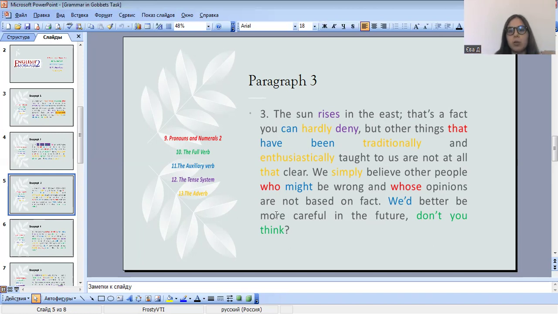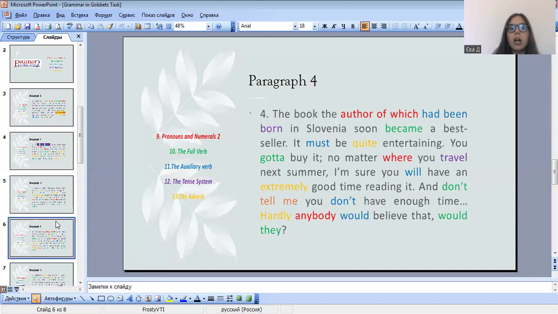Okay, and also we can see here "that", but other things that have been traditionally taught to us, and that here is used to qualify an adjective after a negated verb. Like that traditionally, we can see it here. Okay, I think we can move to paragraph 4.